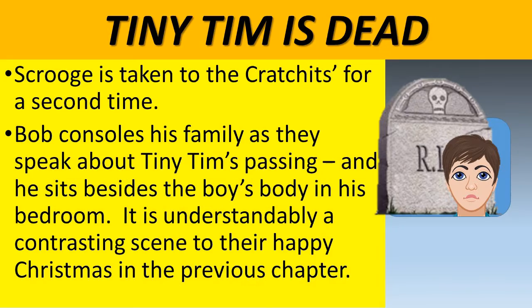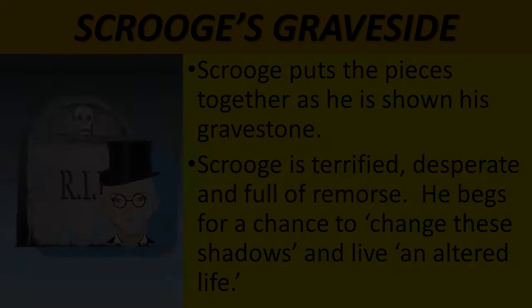We're then taken to the Cratchits for a second time, and Tiny Tim has passed away. Bob consoles his family as they speak about Tiny Tim's passing, and he sits beside the boy's body in his bedroom. It's understandably a contrasting scene to their happier Christmas in the previous chapter.